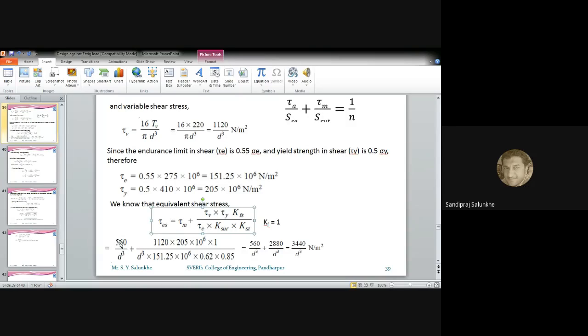So if you put all these values, you will get this relationship as 560 divided by d cube plus 2880 divided by d cube. And if you solve it, it is 3440 divided by d cube. Okay, have you come up to this point? Shall we move to the next slide?